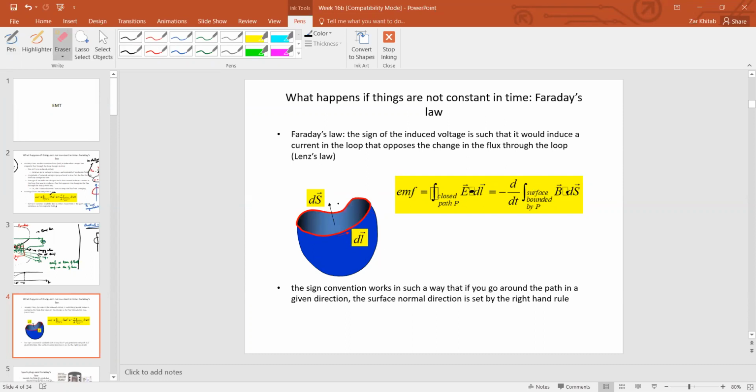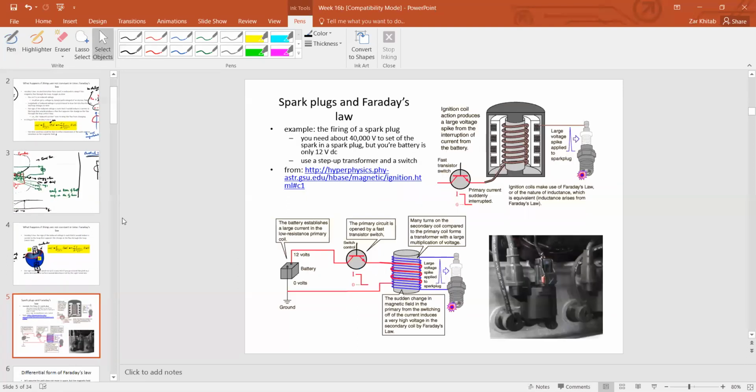For example, say this is a conductor, and say this is a magnet. Say this is the north side, this is south. If you move this bar magnet up and down, you are going to change the magnetic field in time, and that will cause EMF here, and that will induce current in this wire. Okay, that was Faraday's experiment.